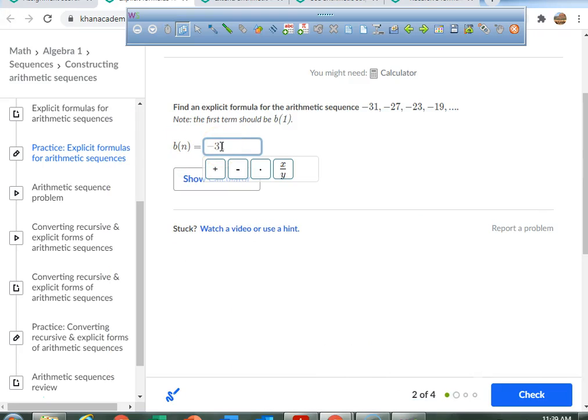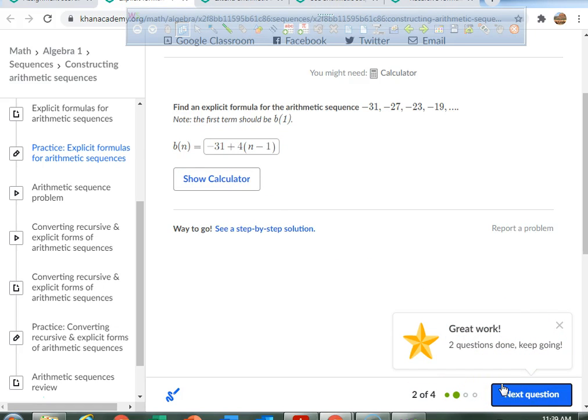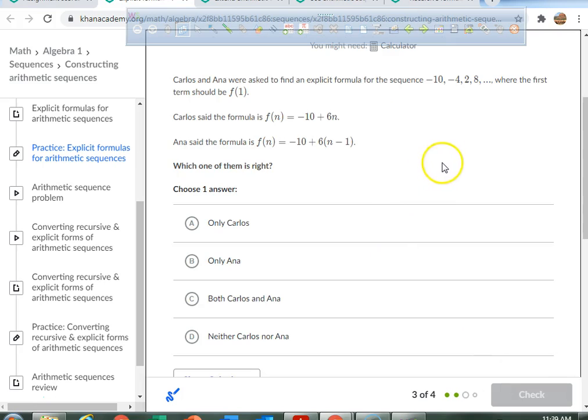Negative 31 is our first term. Now what are we adding? We're adding a common difference of 4, parentheses, n minus 1. So we're taking our previous term and just adding 4 to it. Let's see if they accept it. Oh my gosh, they accepted it and I didn't simplify it. All right, looks like we have Anna and Carlos. Let's see if this works.